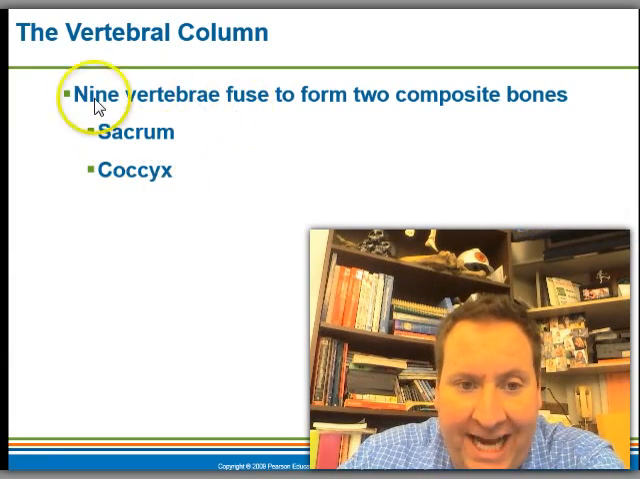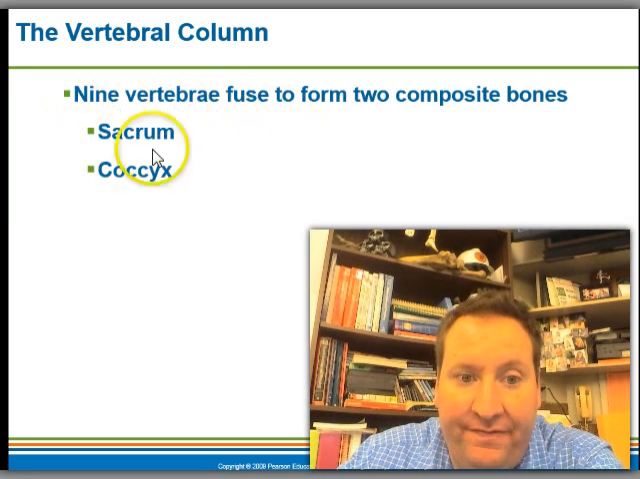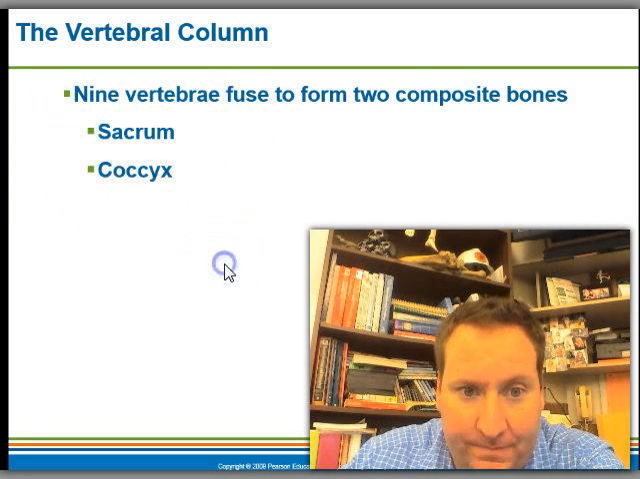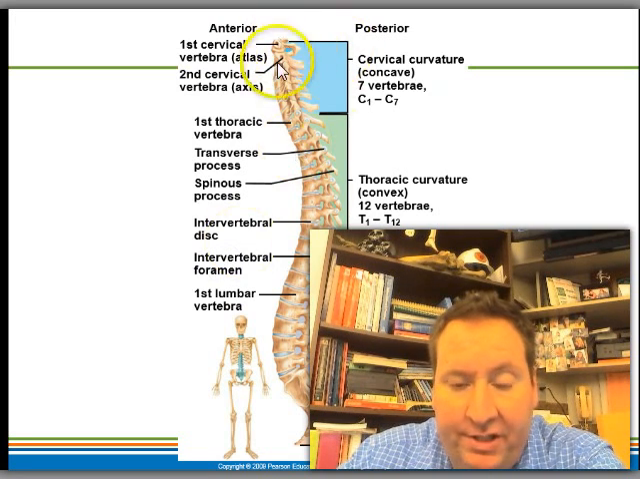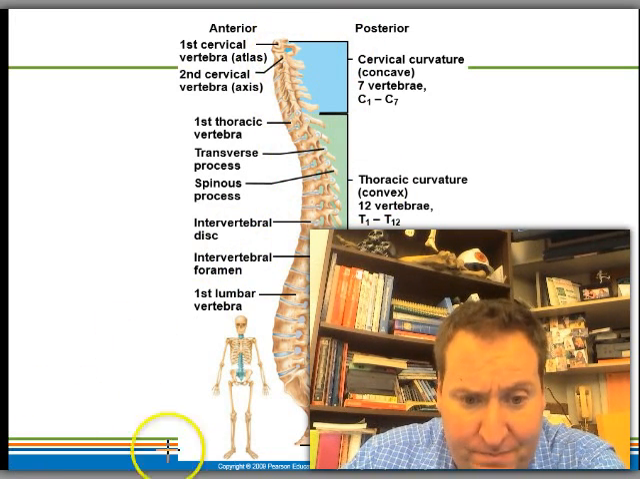When I look at the sacrum and the coccyx, they don't have this cartilage in between them. Basically, the vertebrae are completely fused together. Nine vertebrae fuse together to form the sacrum and the coccyx: 5 fuse together to form the sacrum, and 4 fuse together to form the coccyx. So this is your vertebral column right here.